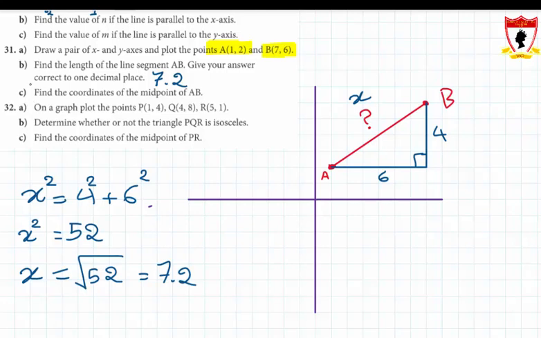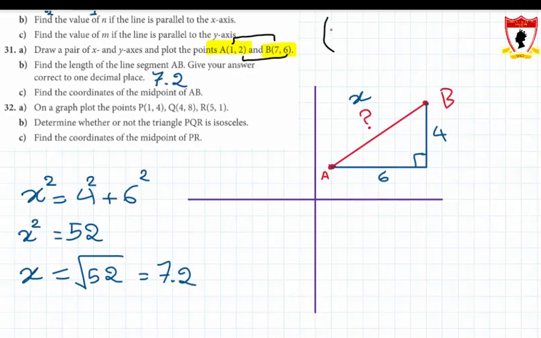And part C, find the coordinates of the midpoint. How can we find the midpoint? To find the length, we always use Pythagoras. To find the gradient, we always say y2 minus y1 over x2 minus x1 if we are dealing with points. And to find the midpoint, we're going to add the coordinates together, then divide by 2. To find the midpoint, we add x with x. For the midpoint, we add them and divide by 2.